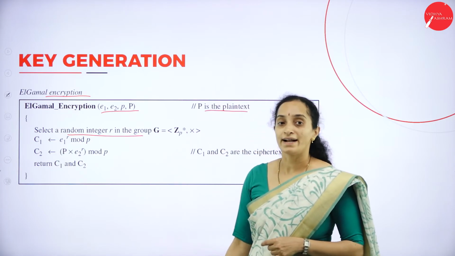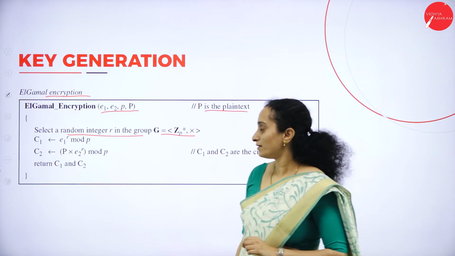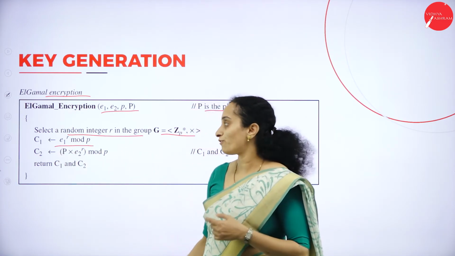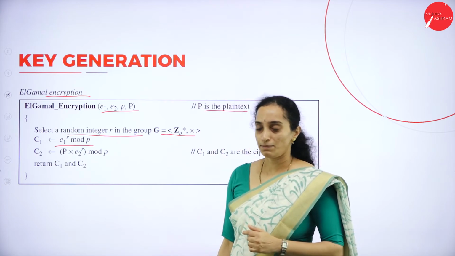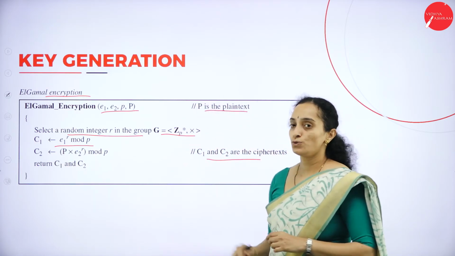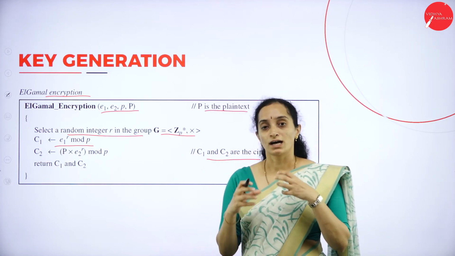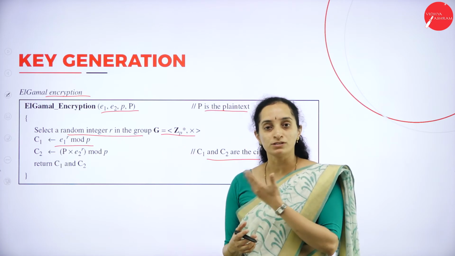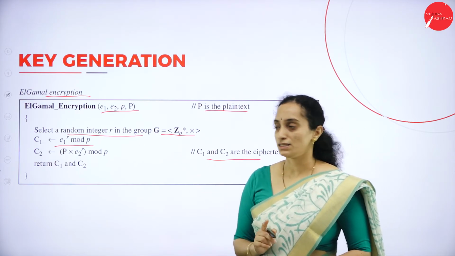So you can select a random integer R in the group G, that is the set of characters in the respective language in which the message is sent. C1 equals E1 to the power of R mod P. You can calculate this. Then C2 equals P into E2 to the power of R mod P. Then you can return 2 sets of ciphertext, C1 and C2, so that it is used for confusing the adversaries or the attackers as to which is the ciphertext going to be used for getting the plain text. So we get 2 sets of ciphertext, C1 and C2.